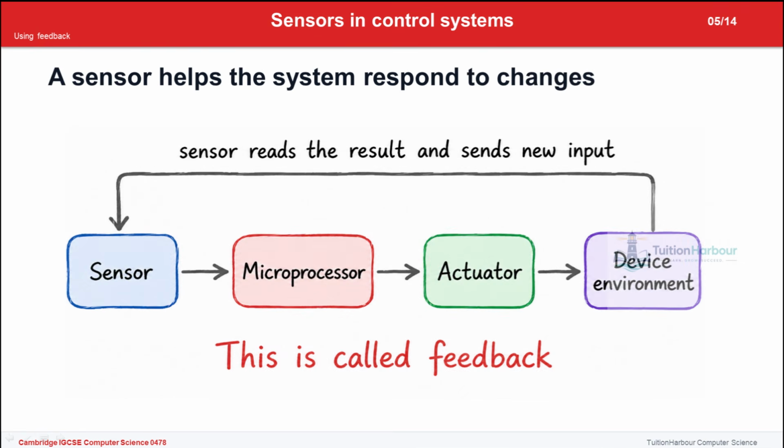Sensors in control systems. A sensor measures the current condition and sends the reading to a microprocessor. The processor decides what action is needed and controls an actuator. The sensor then measures the new result. This repeated process is called feedback.